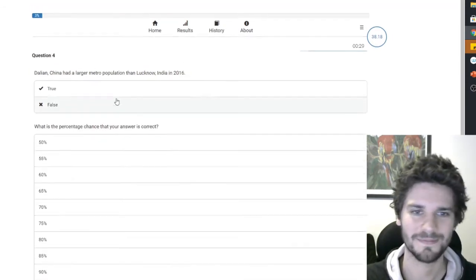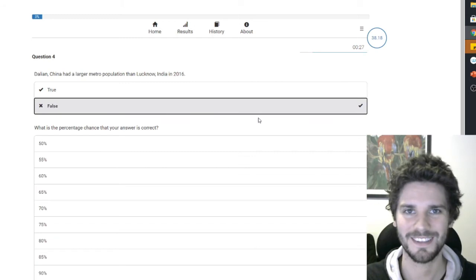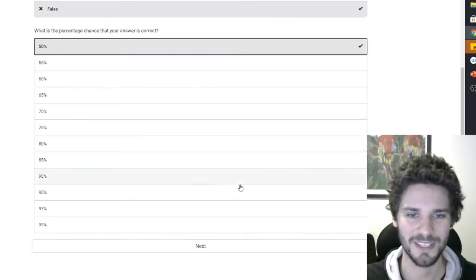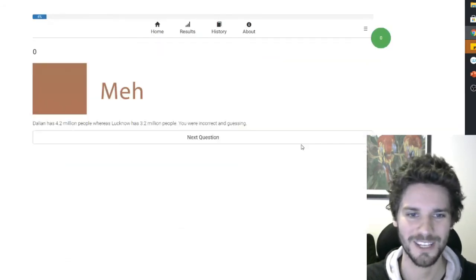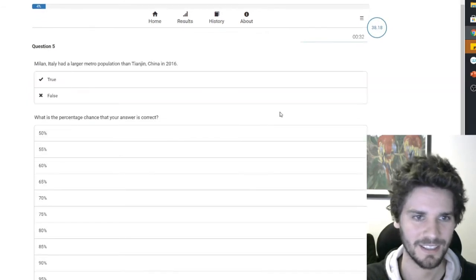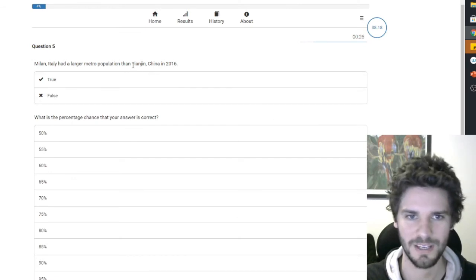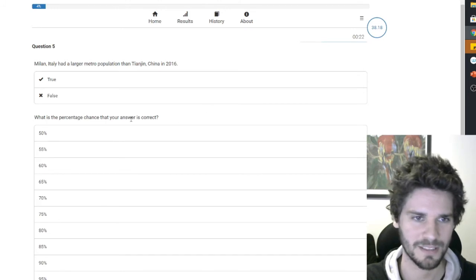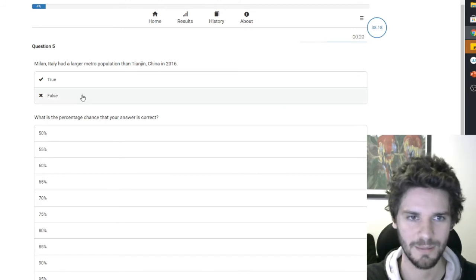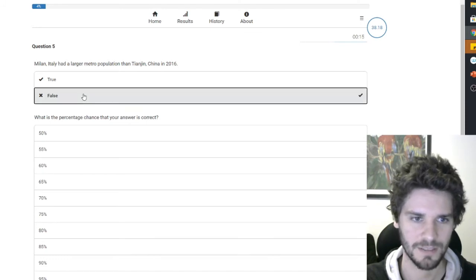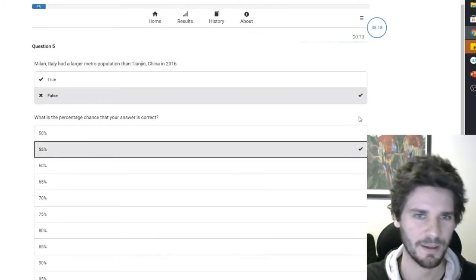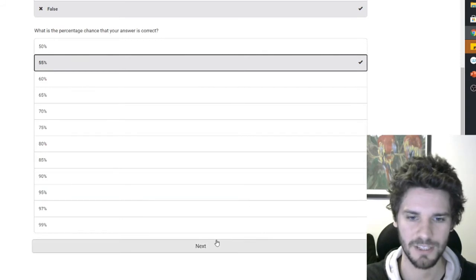I've got no idea. This is not very useful. I'm just going to show you a 50% guess again. I'll get to one where I can actually make a guess. Okay, Milan and Tianjin. This is difficult because I've no idea how big Tianjin is, but I do know Milan is one of the biggest cities in Italy. Having said that, I'm going to go with China just having really populous cities. So I'm going to guess false, but I'm not very confident. I think I'd do slightly better than guessing on average here, so let's go 55.